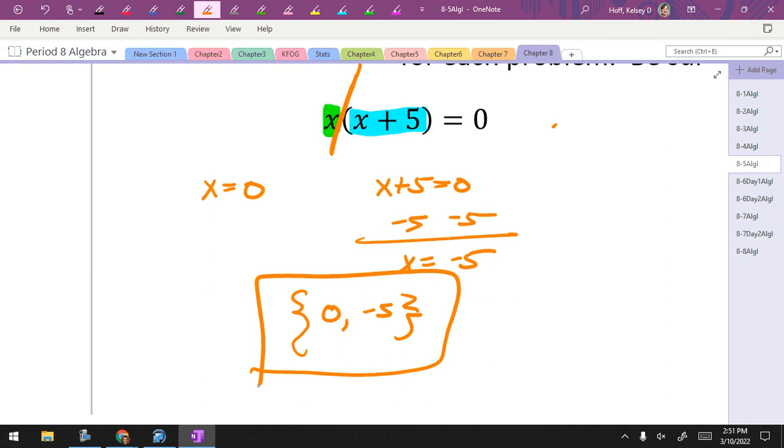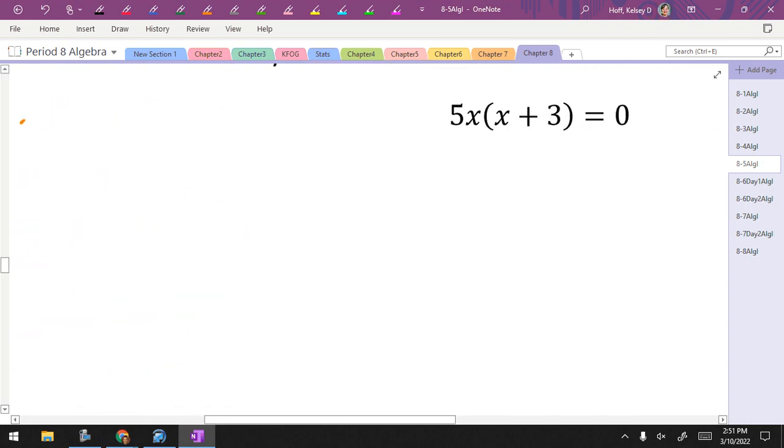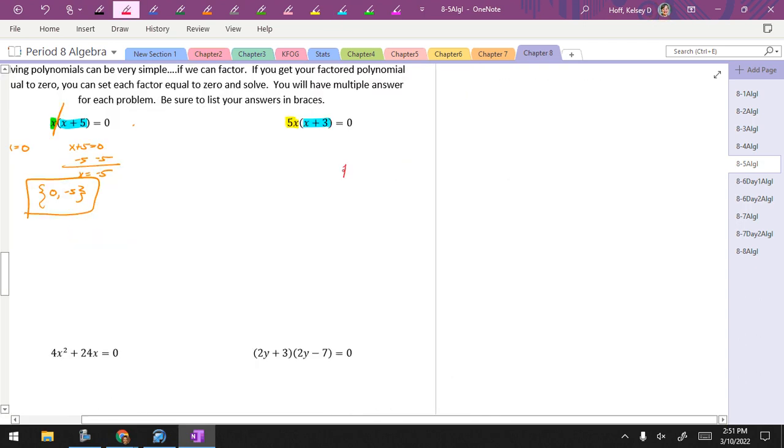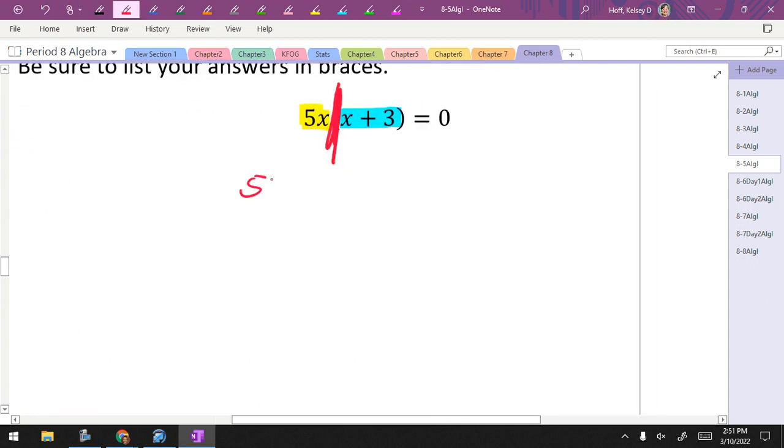Go to the right. How do I know it's factored? They're multiplying. What things are being multiplied? 5x and x plus 3. So split them where they're multiplied and set each one of them equal to 0. 5x equals 0. x plus 3 equals 0. 5x equals 0. How do I solve that? Divide by 5. You can't divide 0 by 5. What is it? Oh, 0 on top's okay.